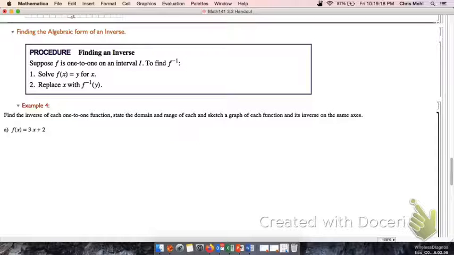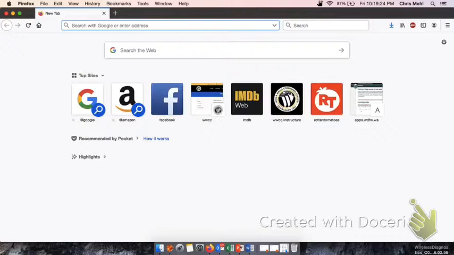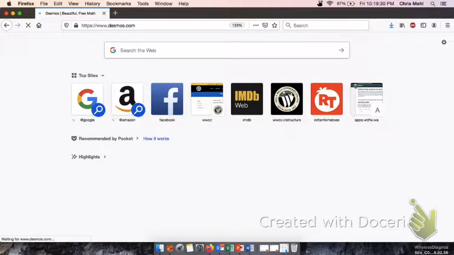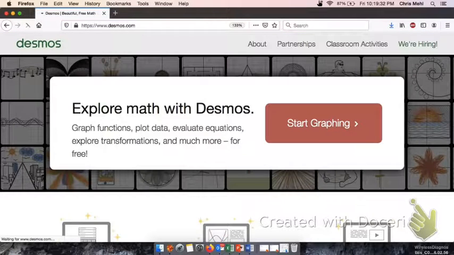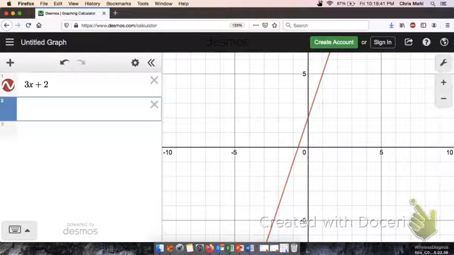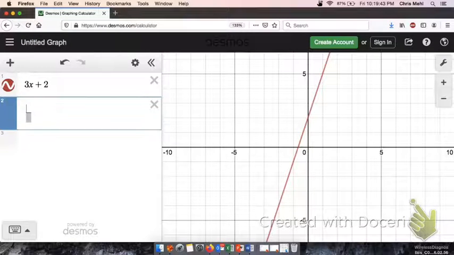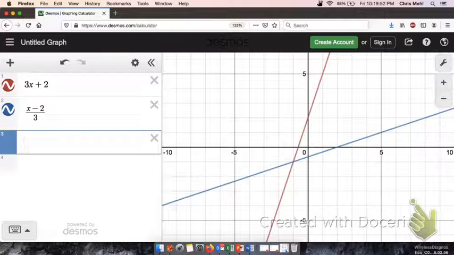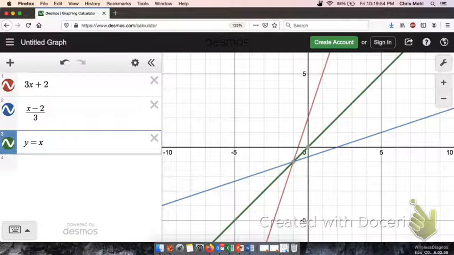Actually, one interesting thing is I could go to Desmos. So before I do this next part, I'm going to graph the original function 3x plus 2, and then I'm going to graph the inverse, which was, I'm going to use the variable x this time, (x minus 2) over 3. And remember, those are supposed to be the reflections of each other over the line y equals x. So hopefully you can buy that.